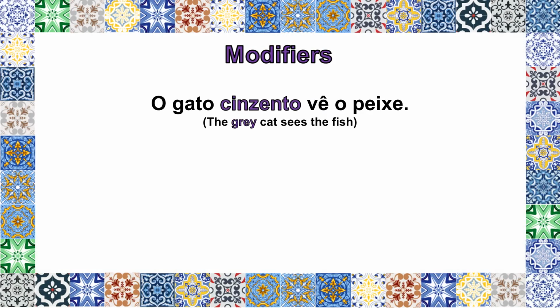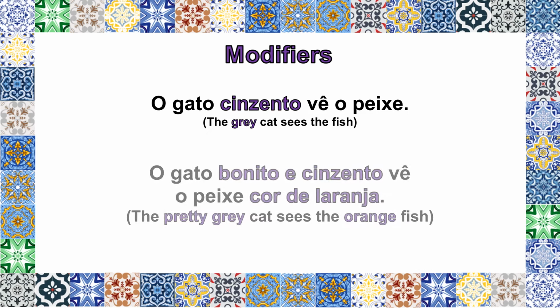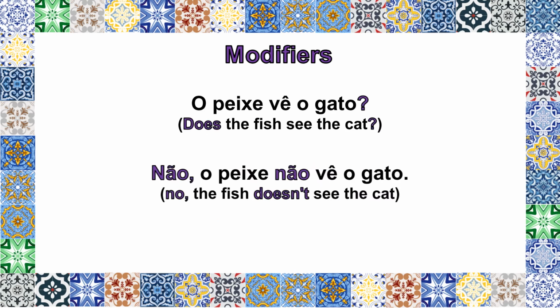O gato cinzento vê o peixe. O gato bonito e cinzento vê o peixe cor de laranja. O peixe vê o gato? Não, o peixe não vê o gato.